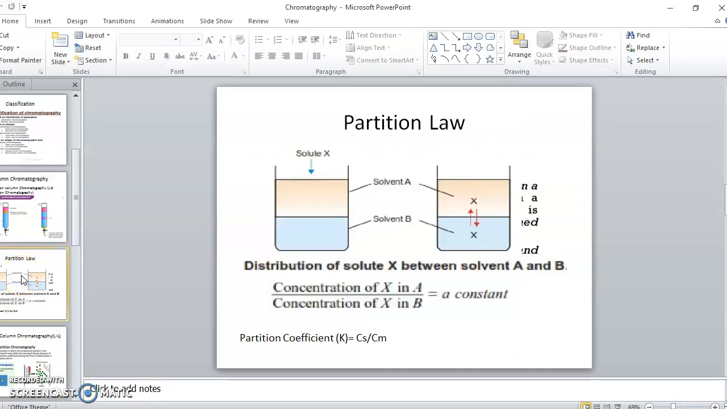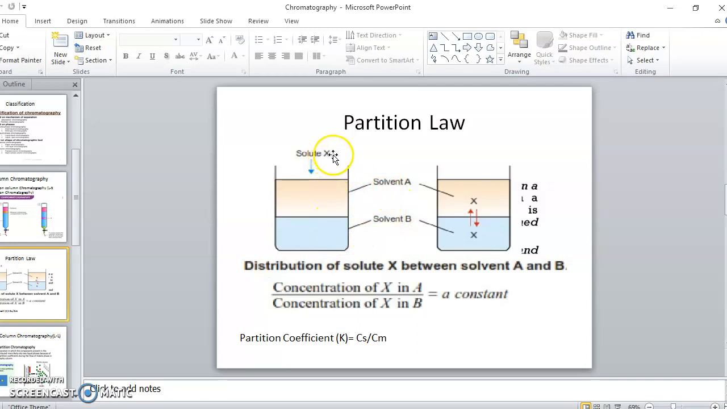Now let us start discussing the partition law. We'll have a quick look at the partition law. It's also called the distribution law. Then we discuss the chromatography technique based on partition. The partition law is very simple. You have two solvents here, A and B, and they are immiscible with each other, just like oil and water.